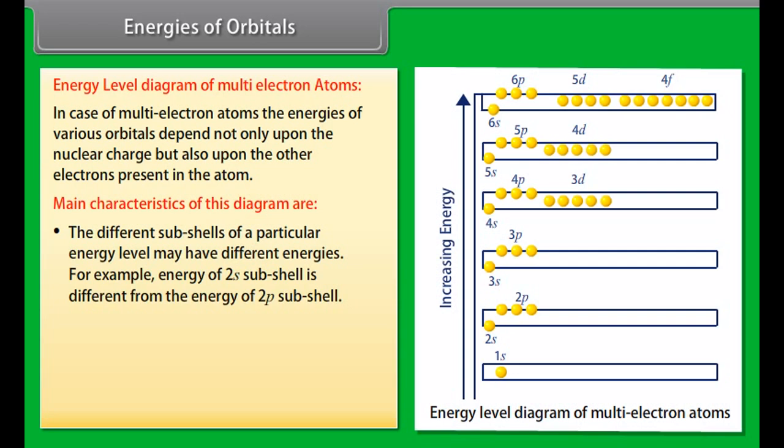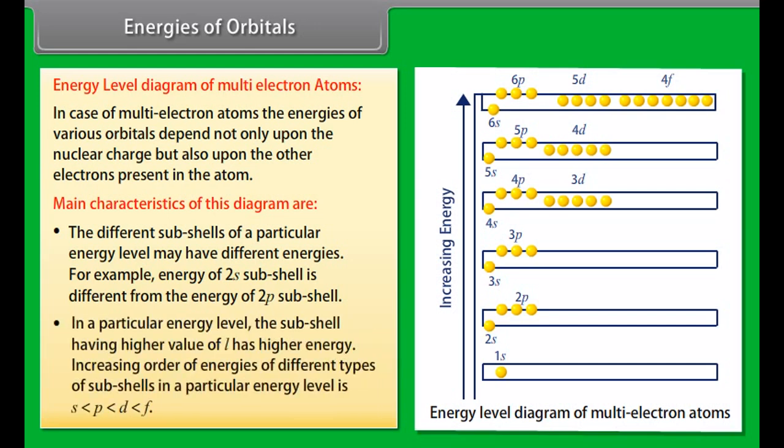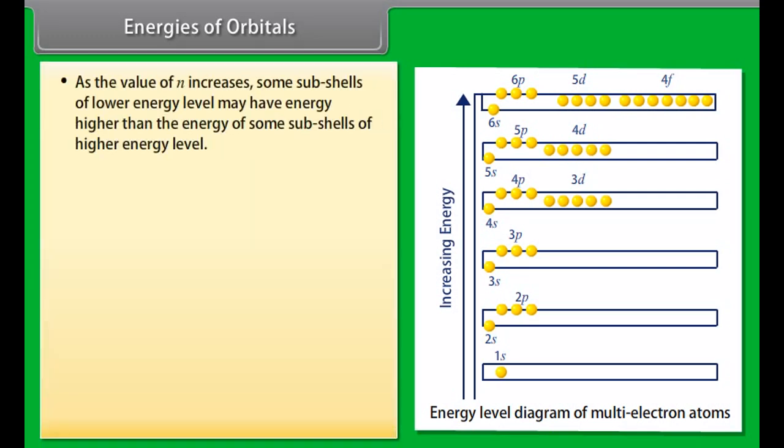For example, the energy of the 2s subshell is different from the energy of the 2p subshell. Number 2. In a particular energy level, the subshell having a higher value of l has higher energy. Increasing order of energies of different types of subshells in a particular energy level is: Number 3. As the value of n increases, some subshells of a lower energy level may have energy higher than the energy of some subshells of a higher energy level.